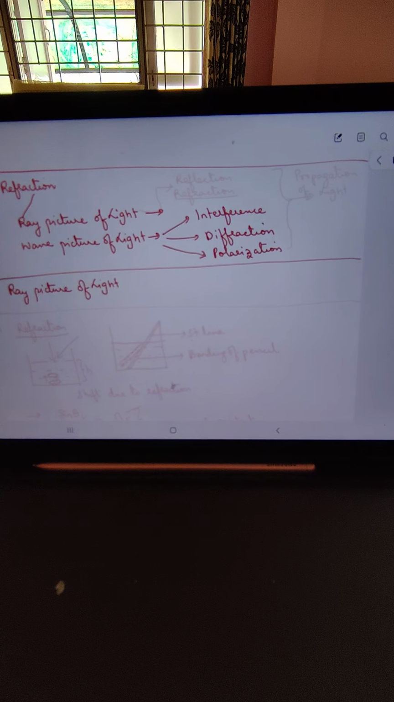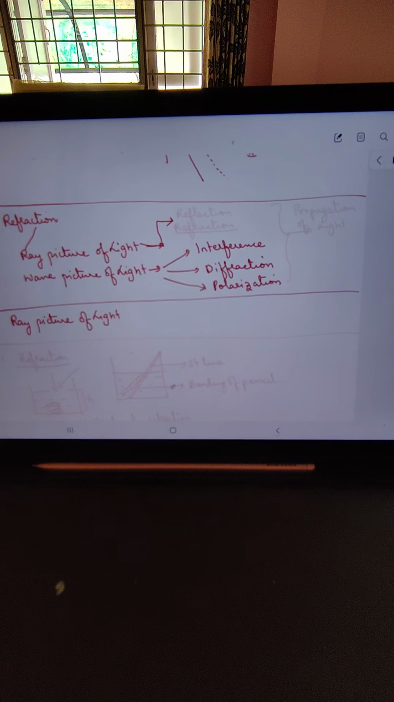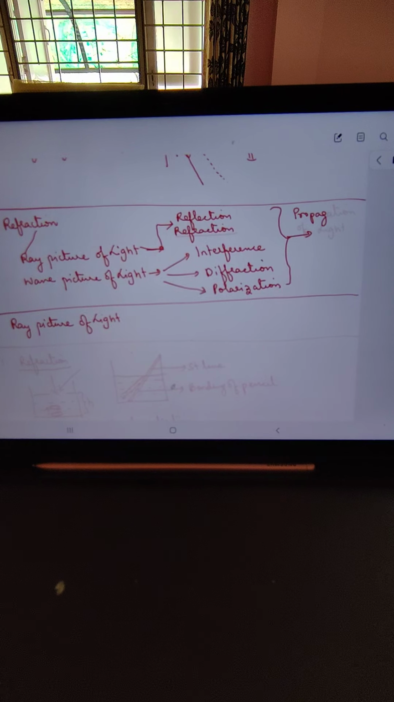And let me say, from the point of view of completeness, the ray picture of light, which is a very simple picture, suffices to explain completely the phenomena of both reflection and refraction. So these are the phenomena that we encounter while the light is propagating. So in propagation of light, you encounter these different phenomena, right? So we have taken this refraction, right?